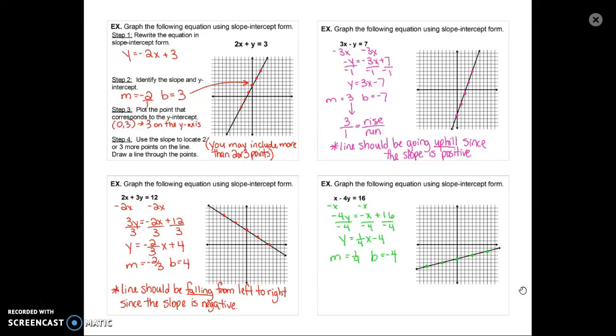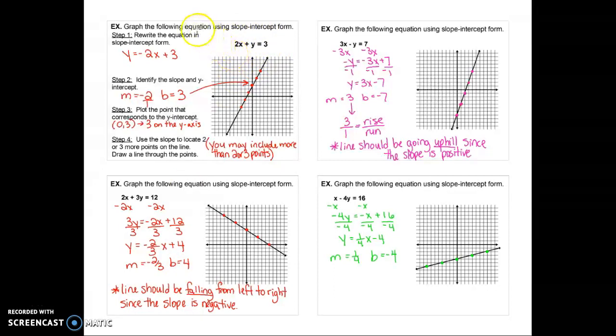All right, on the back. So now we're going to actually start graphing them. So we want to graph the following equation using slope-intercept form. Step 1. Okay, so here's my initial equation. Is 2x plus y equals 3.